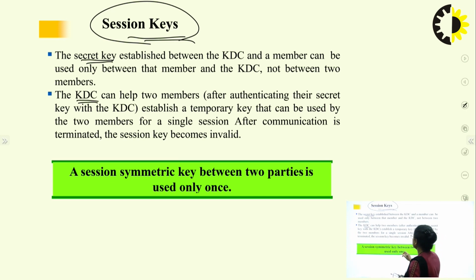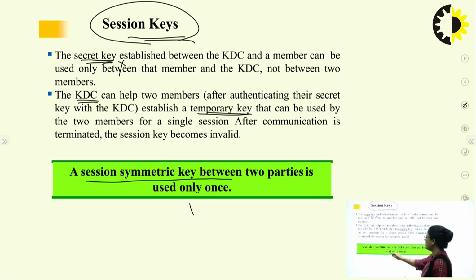And this particular shared key is temporary in nature. What do you mean by temporary in nature? This single shared key which will be used for encryption and decryption is meant only for that session. The moment that session expires, this key will no more be of use. Hence, we call it a temporary key, a temporary session key. So a session symmetric key between two parties is temporary in nature.